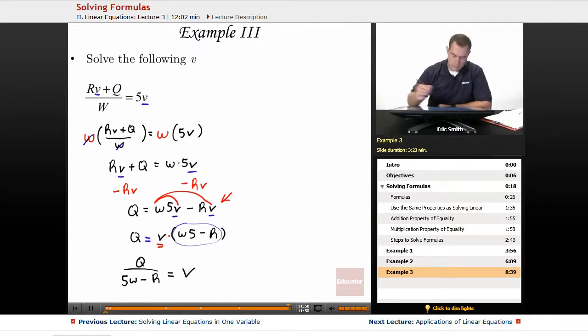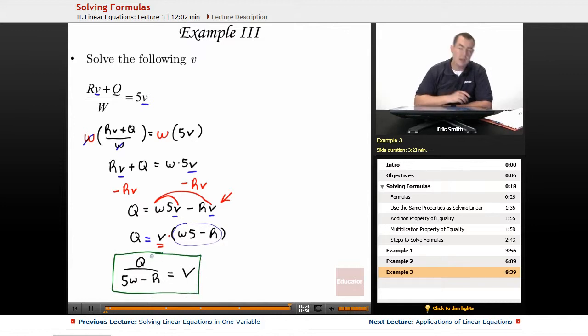And sure enough, now I can call this one done because v is completely isolated. It's all alone. And there's no other v's running around in there. I worked hard to get them together, so I know it is completely solved.